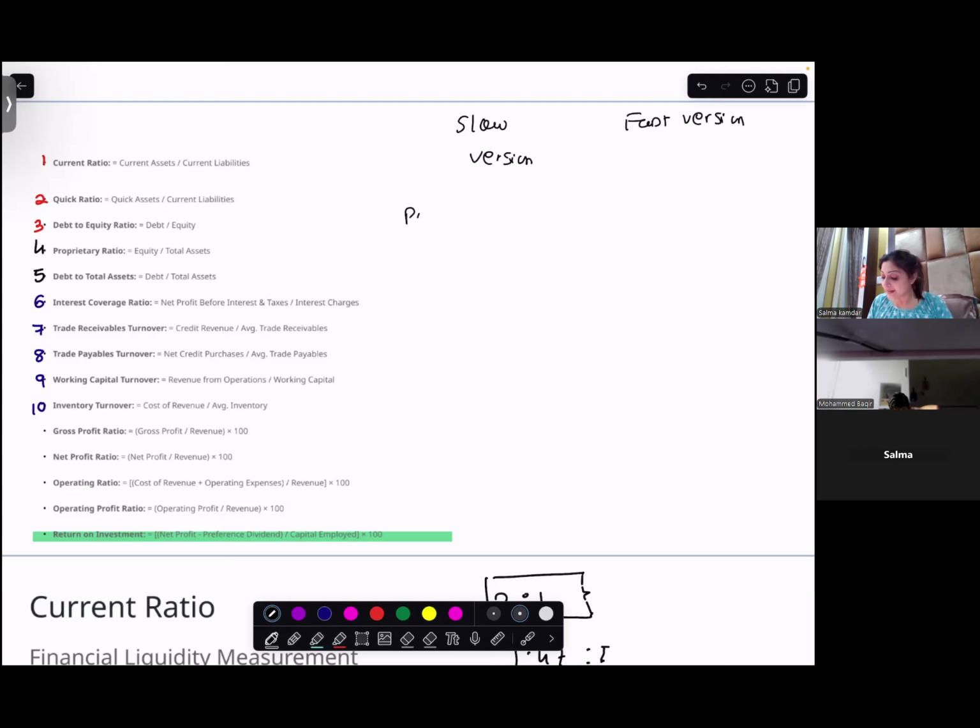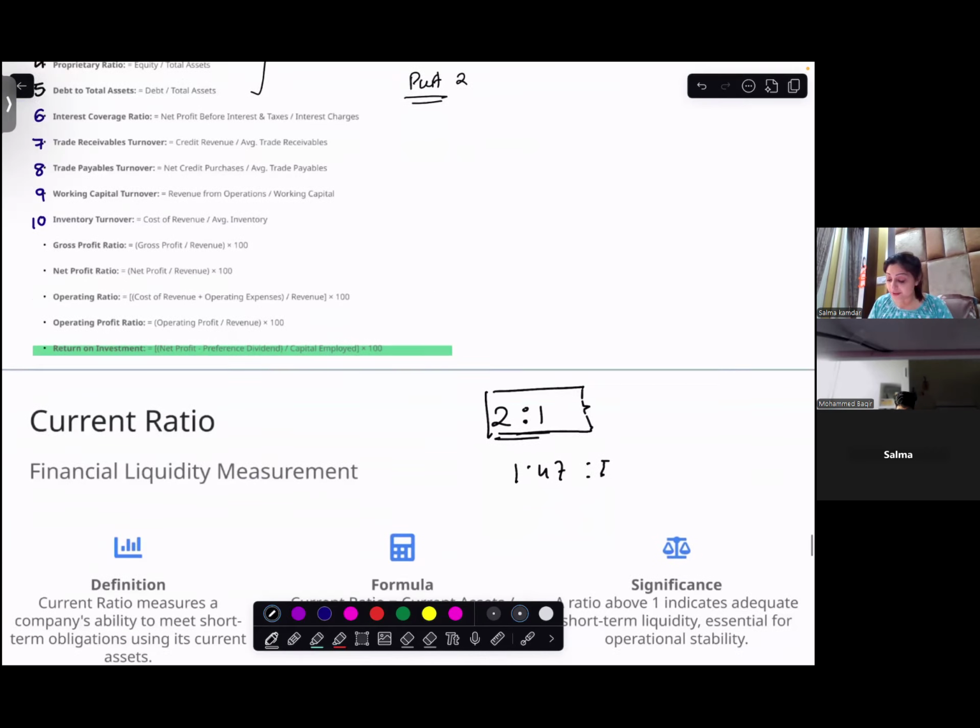Part 1 would contain your first 5 ratios, that is your current liquidity ratios: current ratio, quick ratio, debt to equity, proprietary, and debt to total assets. Your part 2 contains most of your turnover ratios and interest coverage ratio. Now we are going to discuss part 3, that is your profitability ratios. What does your profitability ratio include?